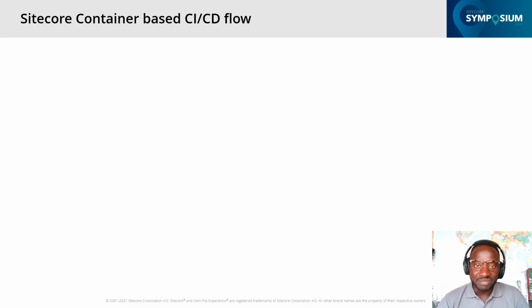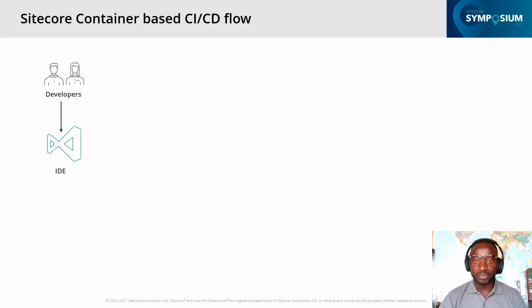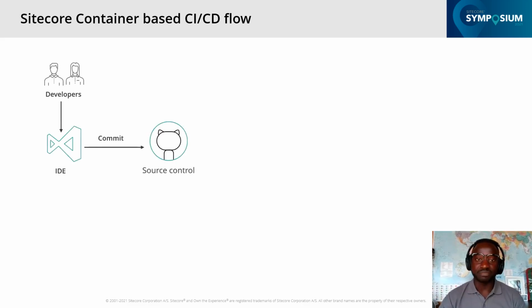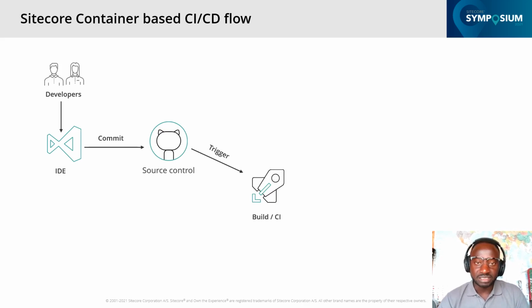I now run this animation to illustrate how the Sitecore container-based CI/CD flow actually works. So developers make changes to the code base. They then commit the changes into the repo, in this case, stored in GitHub. An Azure DevOps pipeline is monitoring this repository and triggers a new image build each time there's a commit in the repo. These images are built by Azure DevOps, and the new image version is pushed to our container registry.